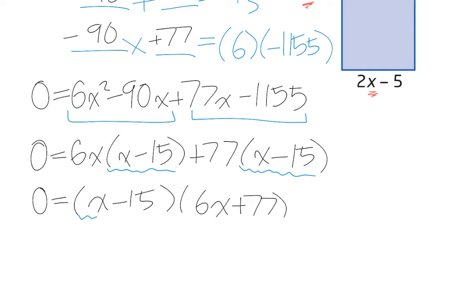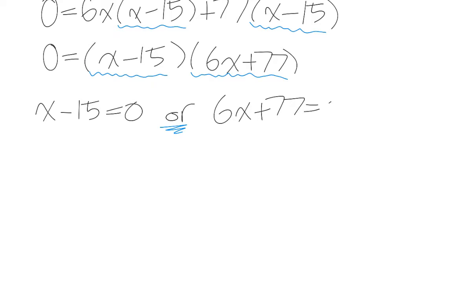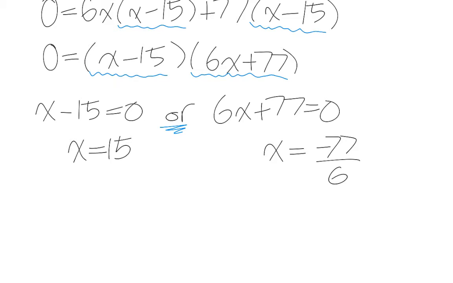We know that the product of this binomial and this binomial is 0. So that means either x minus 15 is equal to 0, or 6x plus 77 is equal to 0, or both of them are equal to 0. So let's go ahead and do that work. So I'm going to say x minus 15 is equal to 0, or 6x plus 77 is equal to 0. Now at this point, all you need to do is isolate x and solve for x. I'm going to skip some of the steps. So over here, x is equal to 15. And over here, x is equal to negative 77 divided by 6.